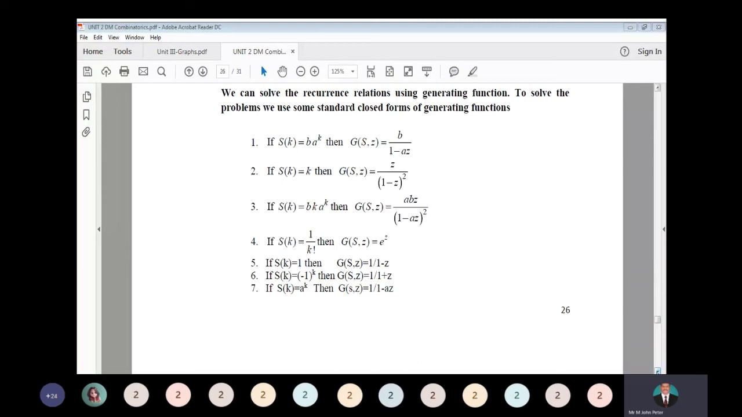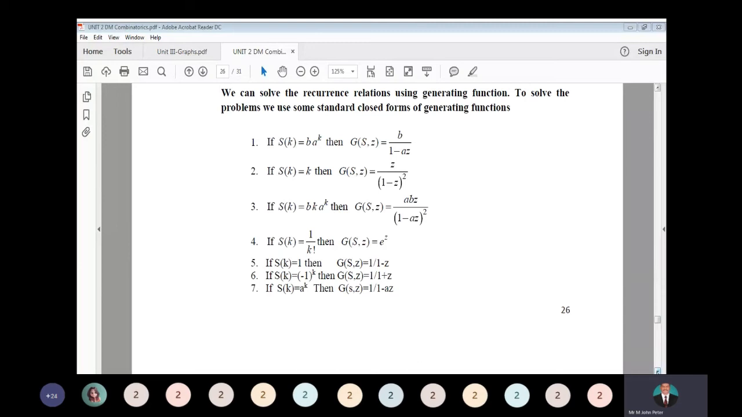If s of k is equal to 1 by k factorial, then g of s comma z equals e power z, the exponential series. So the exponential series e power z is equal to 1 plus z by 1 factorial plus z square by 2 factorial plus z cube by 3 factorial plus z power 4 by 4 factorial and so on, you will get it.